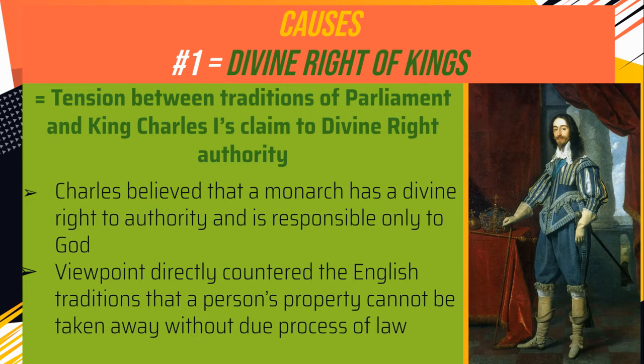This viewpoint directly countered the English traditions that a person's property can't be taken away without due process of law. So Charles is going around taking people's land. He saw these constraints as intolerable. He believed he could seize any land he wanted. Anyone who said otherwise was a threat to his divine right privileges, but Parliament, like we said, had a constitutional process in place for actually seizing land, and Charles just didn't care about that constitutional process. So we've got a lot of tension created from those two things.